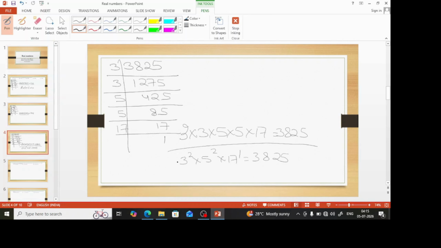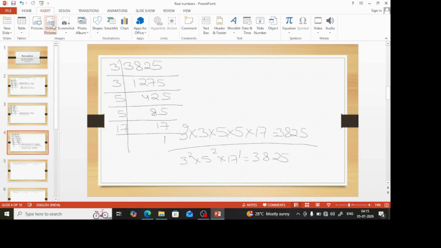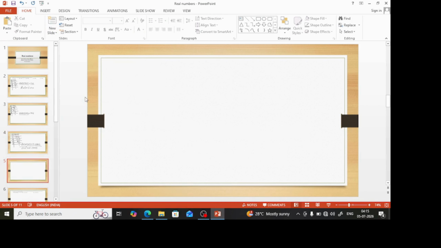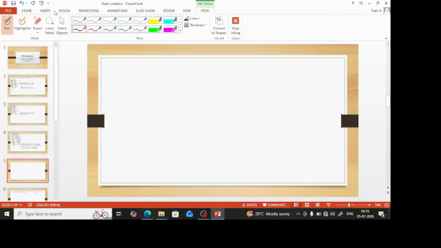Is it fine? Now let's go to the fourth part of the first question. Our fourth part is 5005. Now let us make the prime factorization of this number.